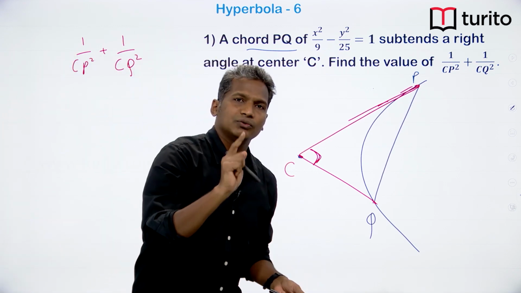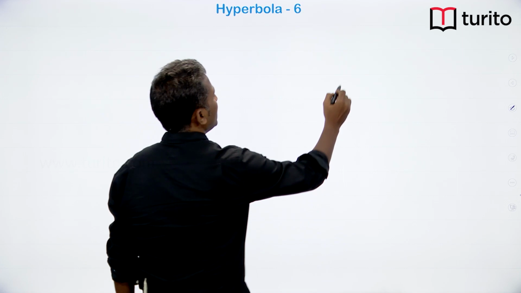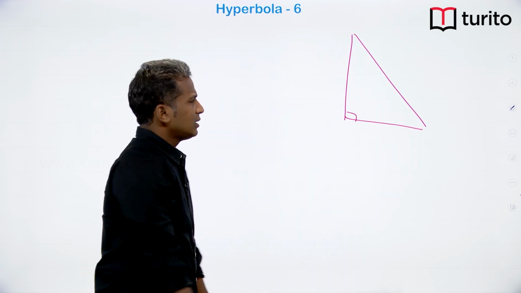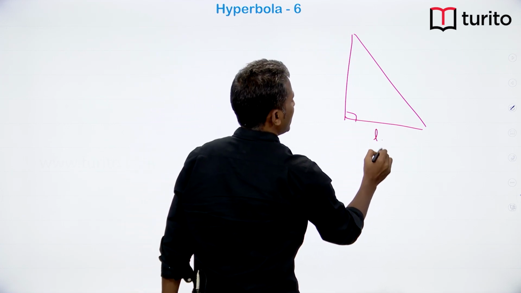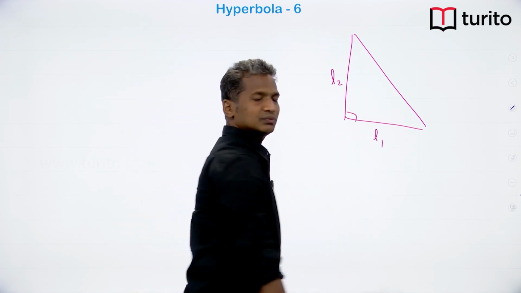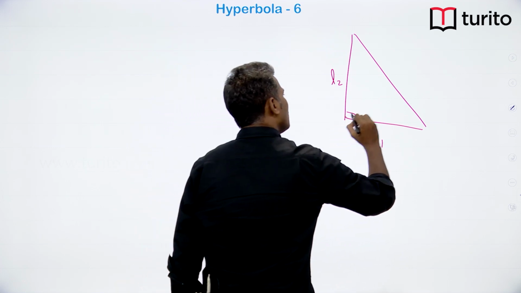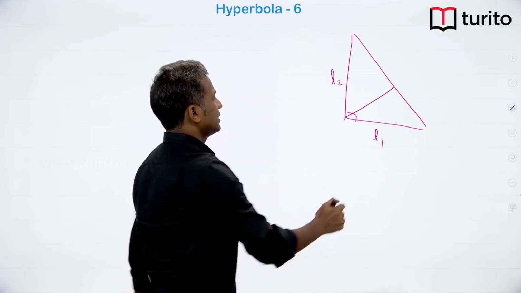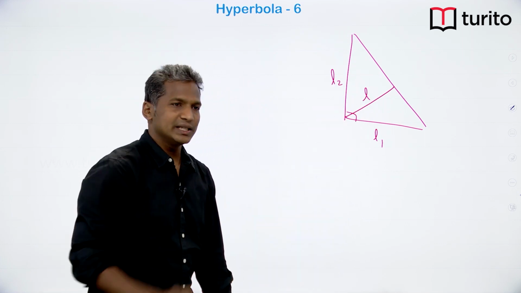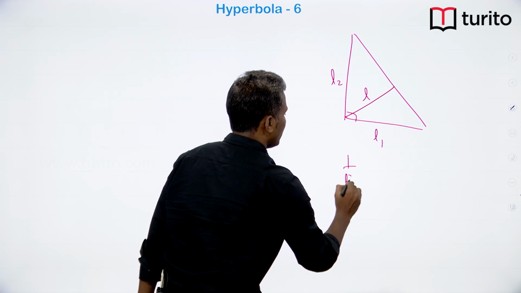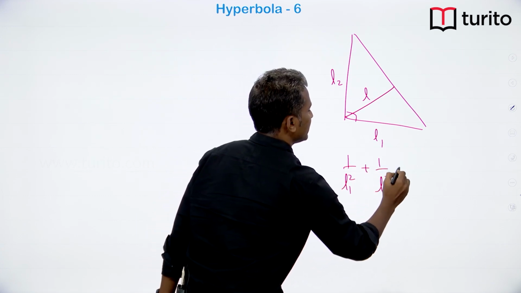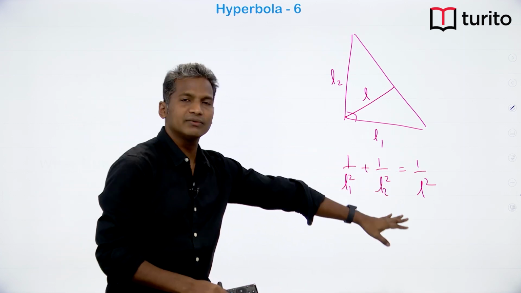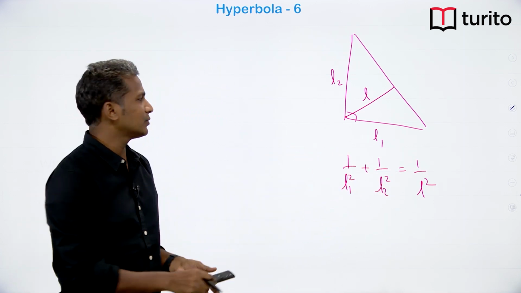Now, let me take you through one geometric property. In any right angle triangle, let us say I take this length as L1, this length as L2, and the perpendicular drawn from the point of right angle to the hypotenuse as L. There is a standard theorem which says 1 by L1 square plus 1 by L2 square equals 1 by L square. Just like the Pythagoras theorem, you also have this standard theorem. You can try to prove it on your own.